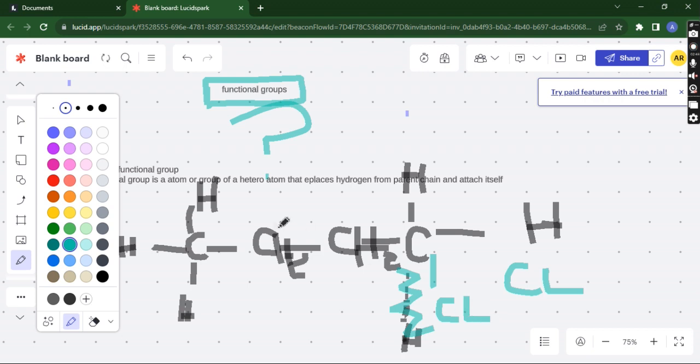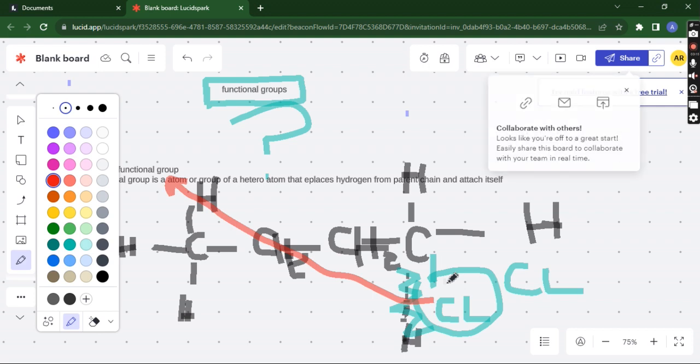Now you can see this is an entirely different structure, and here the chlorine acts as a heteroatom or a functional group. So basically, this is what a functional group is: an atom or a group of heteroatoms which replaces hydrogen from the carbon chain, attaches itself, and is responsible for chemical properties. Chemical properties in the sense of boiling point, melting point, densities, and everything. So this is an example of a functional group.